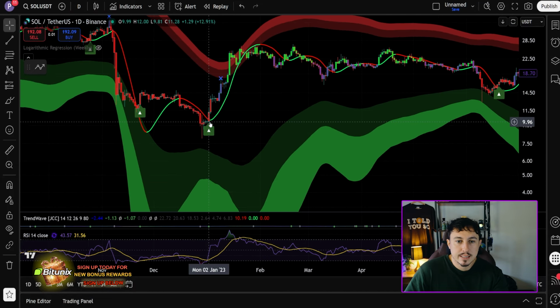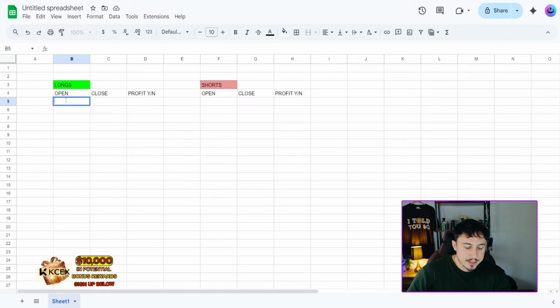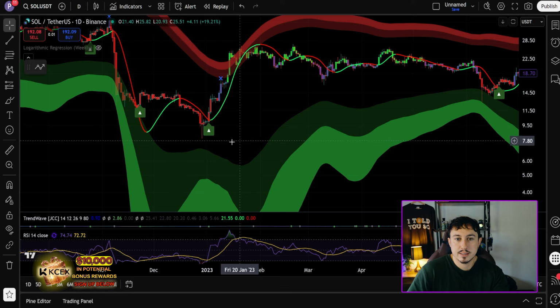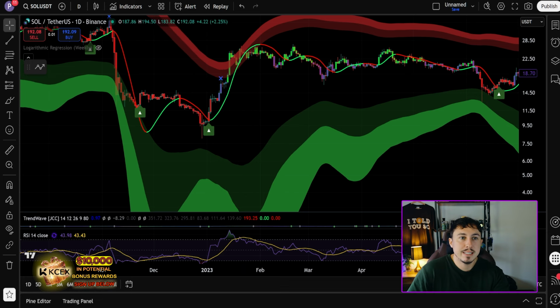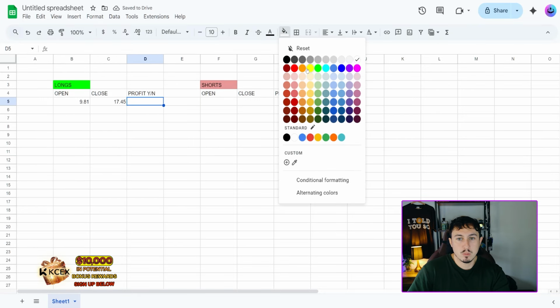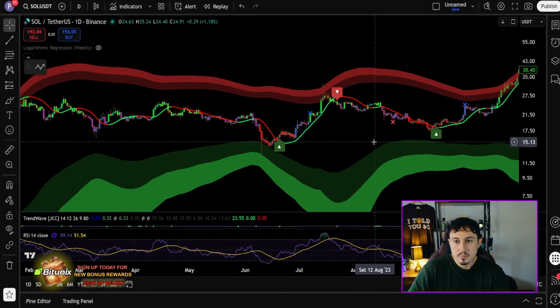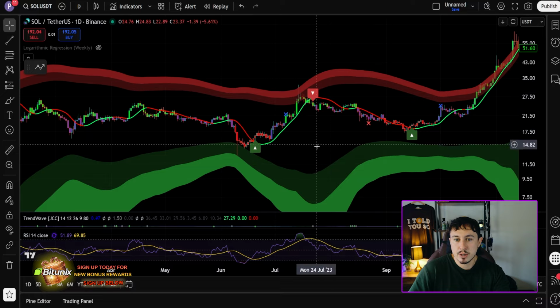Now, the first one signifies to open at $9.81. It's told us to open a long at $9.81. Looking at Solana, it then tells us to close at $17.45, which is absolutely insane. That's a huge profit, right? So the profit on that one was a yes. I'm just going to look through at five and see how many of them are successful.